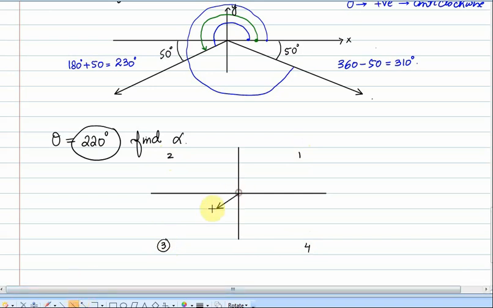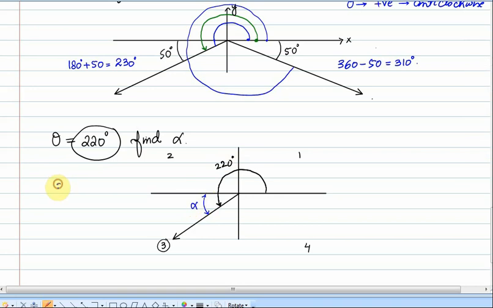So I will make a line. I will highlight the angle. This angle is 220. We need to find the angle alpha. That means we need to find only this angle alpha, right? So how can you find it?